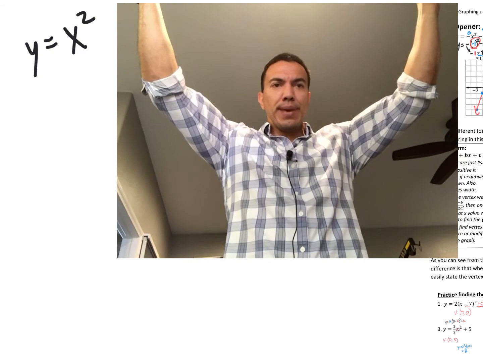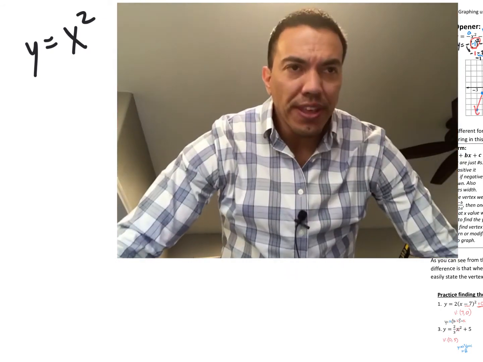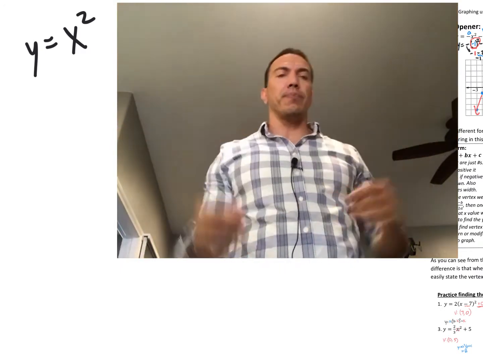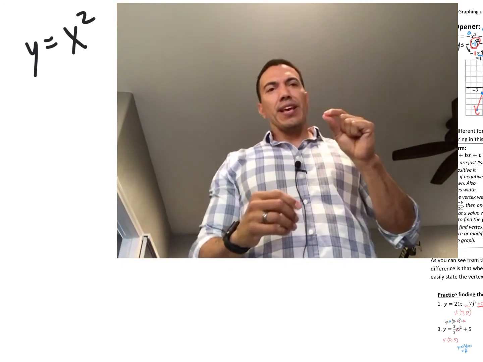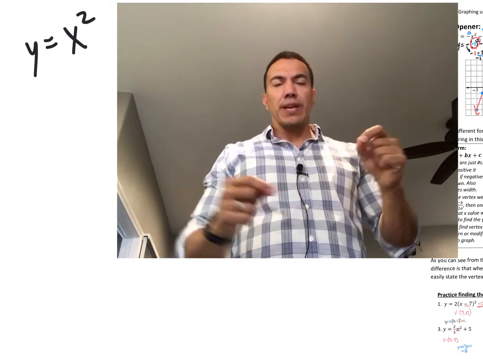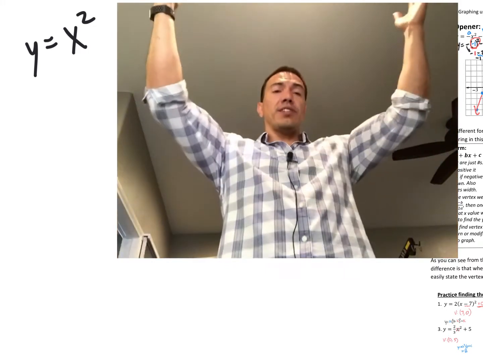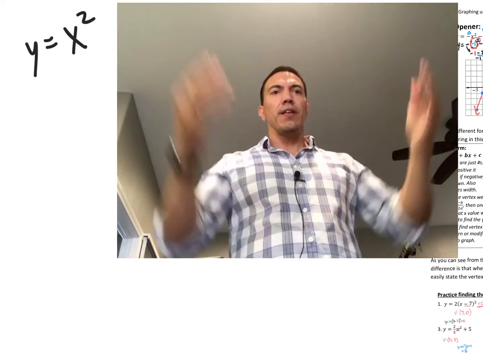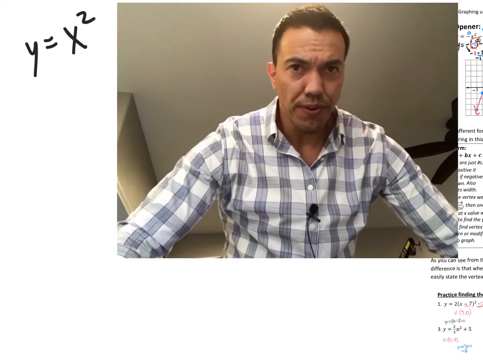Regular y equals x squared, the a value is 1. What if your a value became negative? It reflects over the x-axis. It opens down instead of up. So the first thing we're going to have to understand in this section is that if your a value is negative, it opens down. If your a value is positive, it opens up. We already knew that, but let's describe it as a reflection over the x-axis.